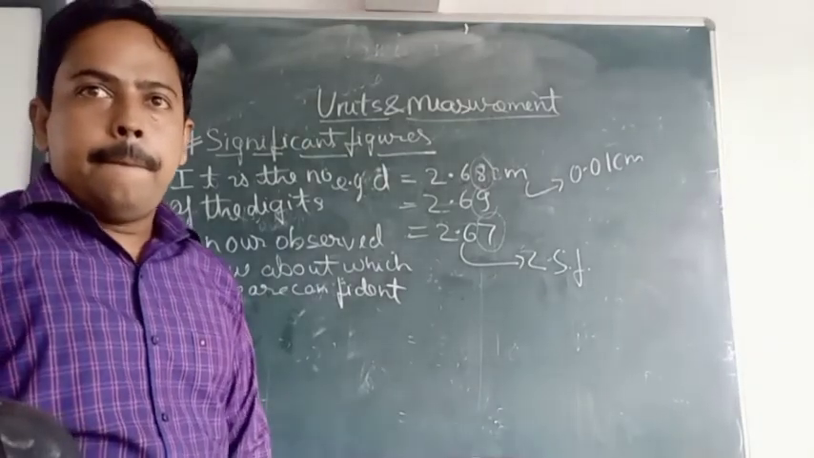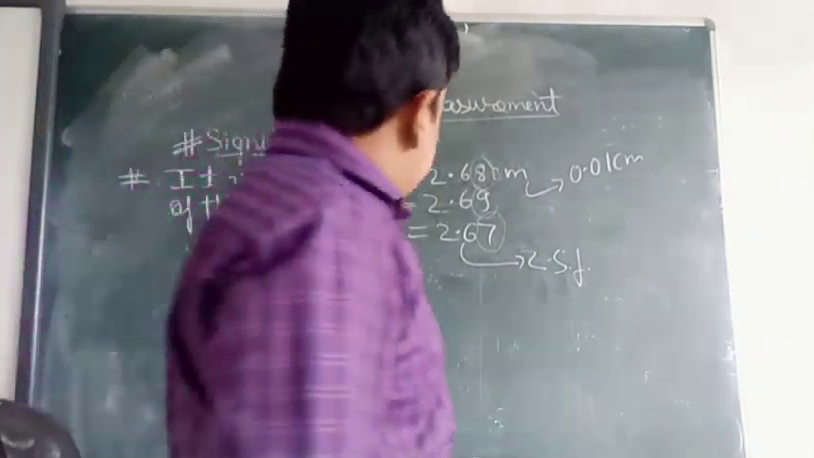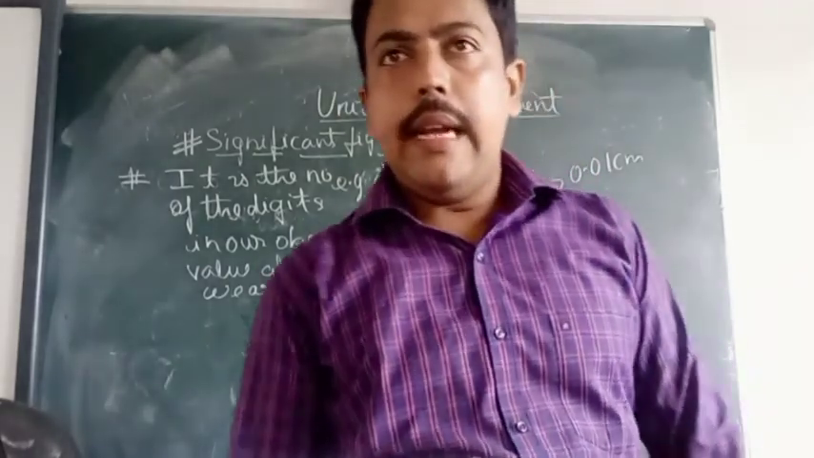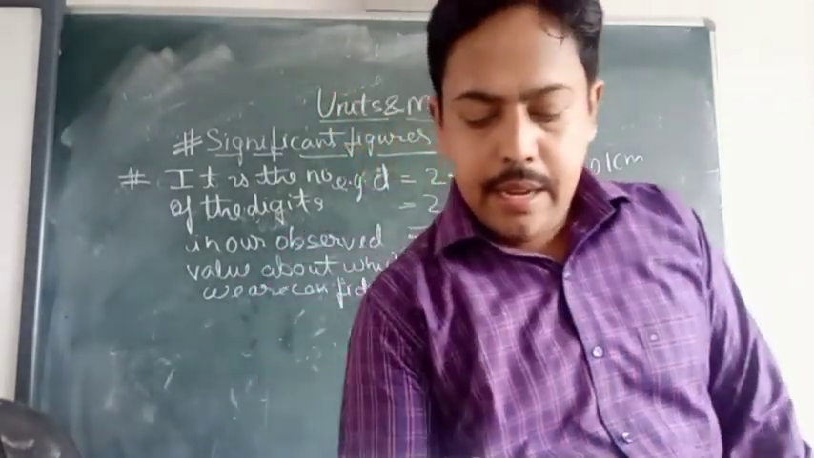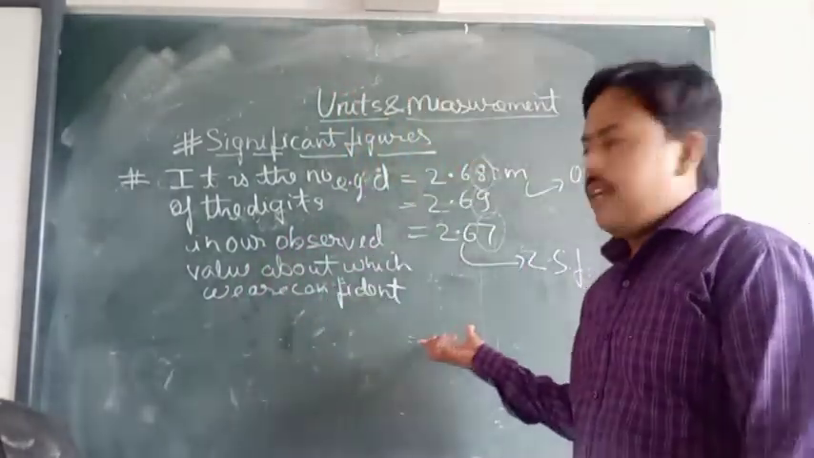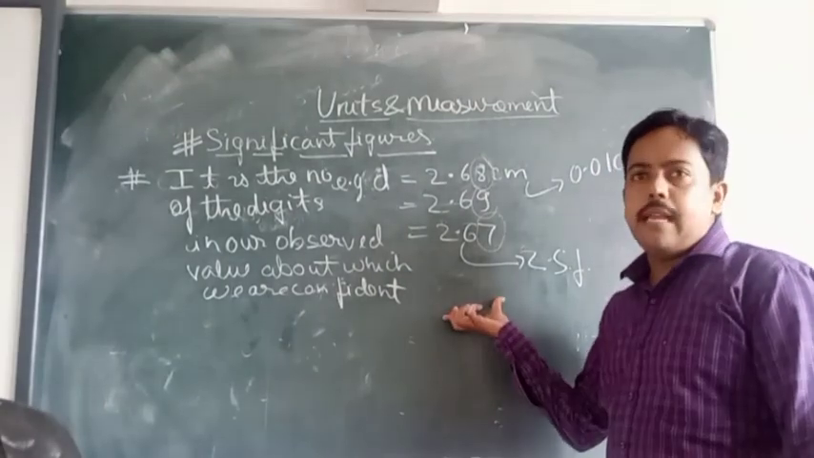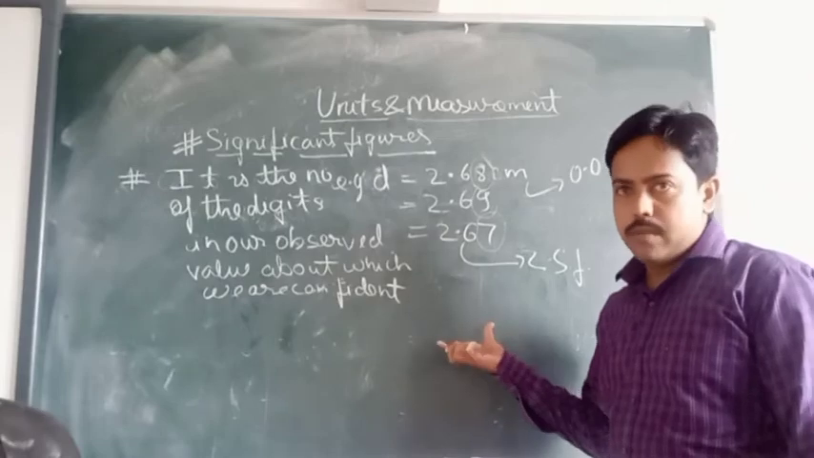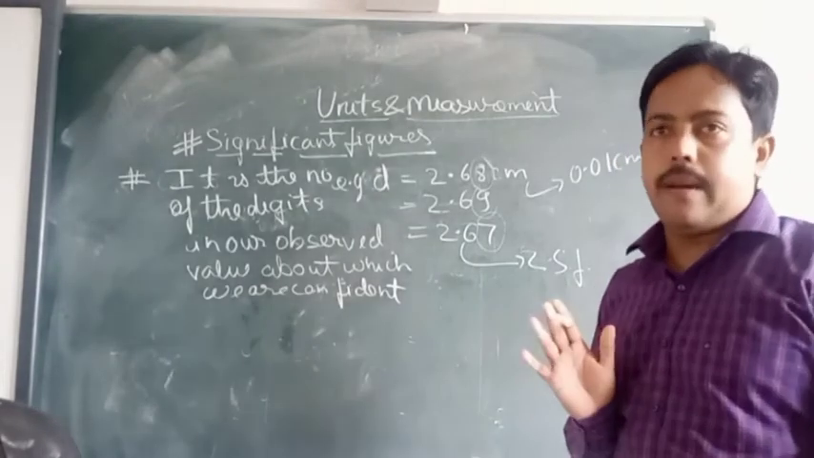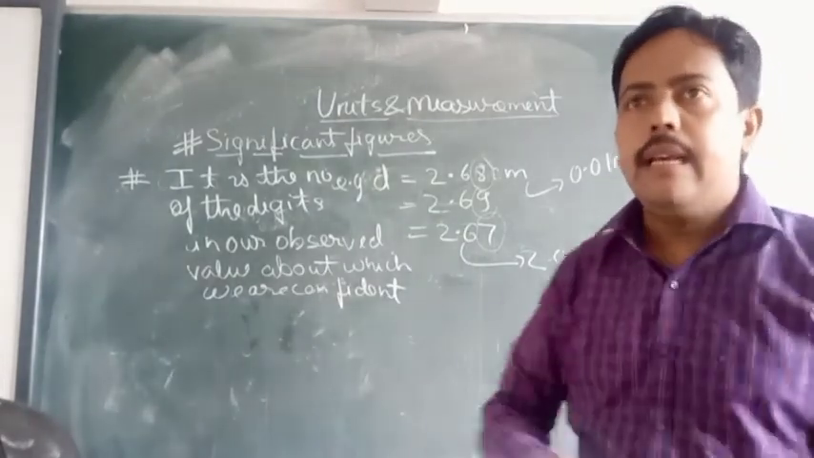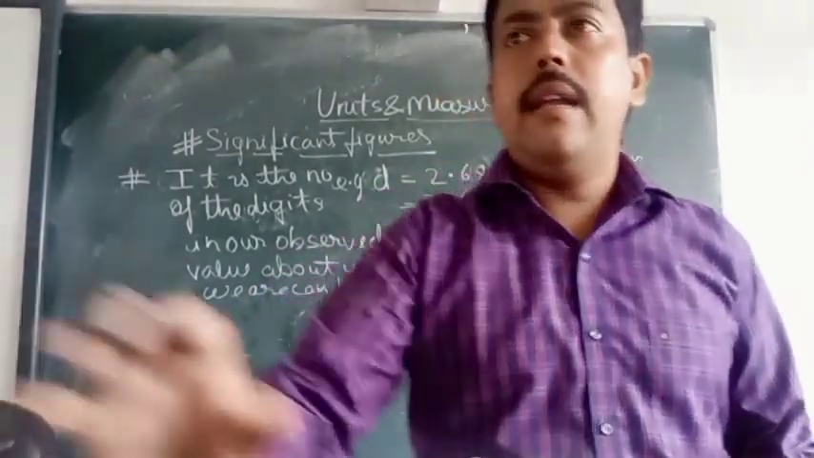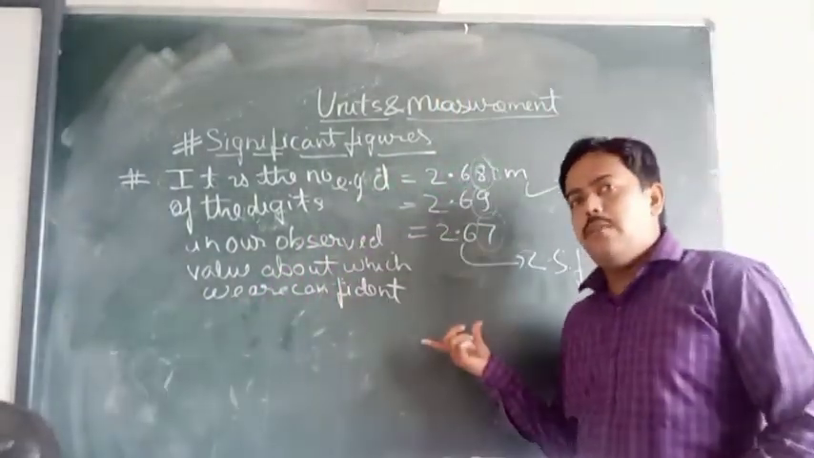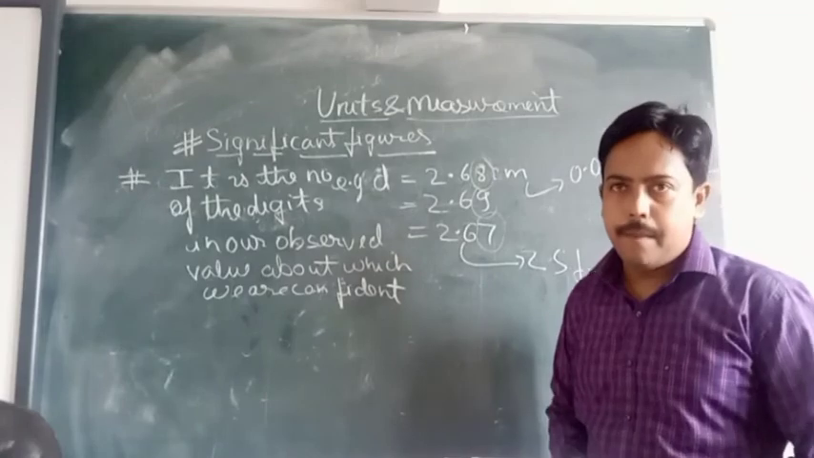Clear? Now there are certain rules by which we can decide whether a given number has some significant figures in it. There are some rules we should be aware of, so that we can decide how many significant figures are in a given number.